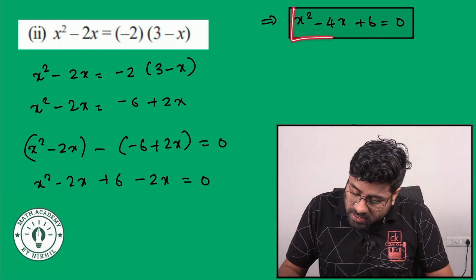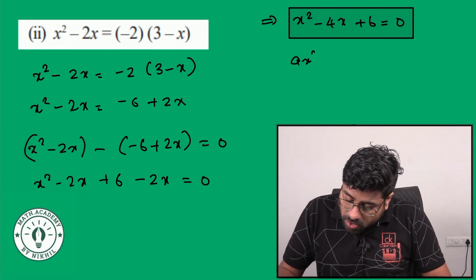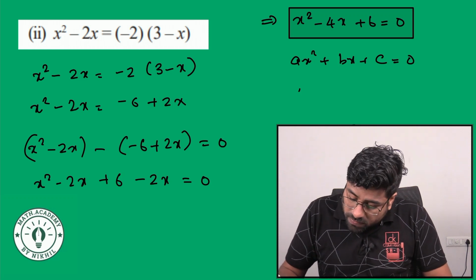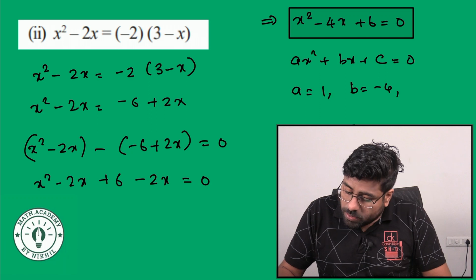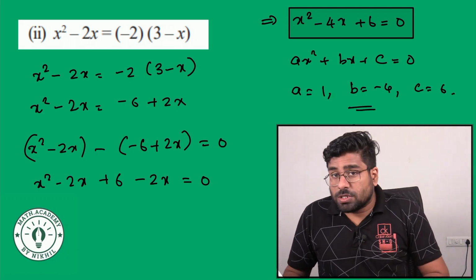Now we can see that this particular expression is taking the form of ax square plus bx plus c is equal to 0, in which your value of a is equal to 1, your value of b is equal to minus 4, and the value of c is equal to 6. So this is going to be the value.